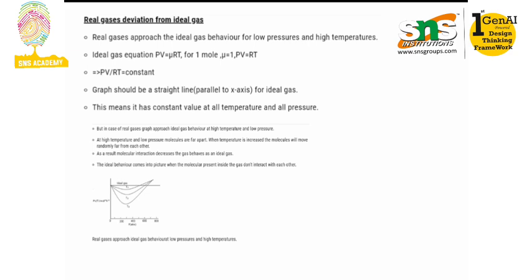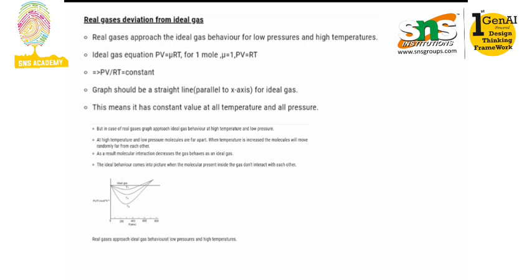At high temperature and low pressure, molecules are far apart, correct? When the temperature is increased, the molecules move randomly far from each other. As a result, molecular interaction decreases and the gas behaves as an ideal gas. The ideal behavior comes into the picture when the molecules present inside the gas do not interact with each other. So a real gas approaches ideal gas behavior at low pressure and high temperature. You can see in the graph that it would look like a straight line, completely a straight line.